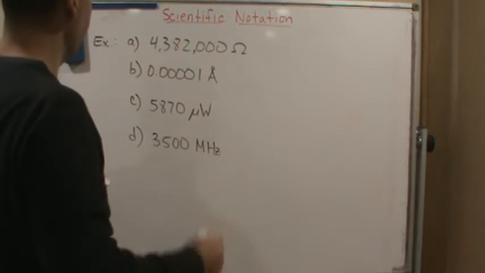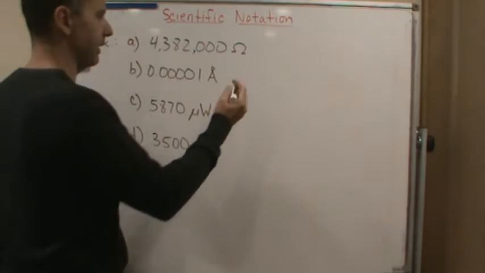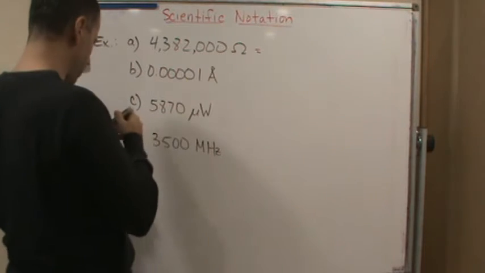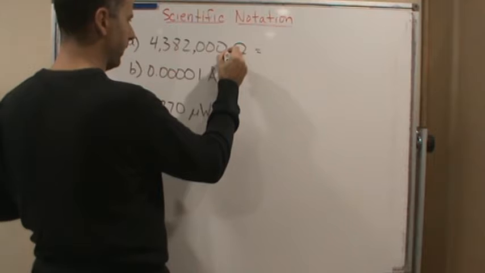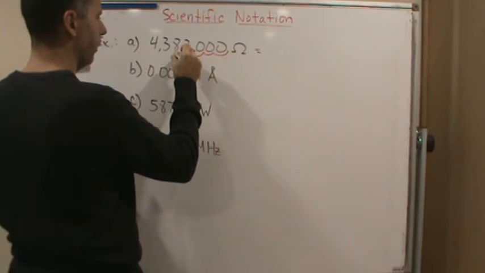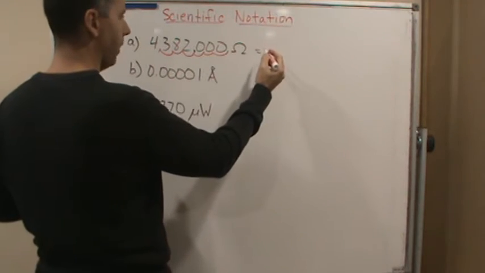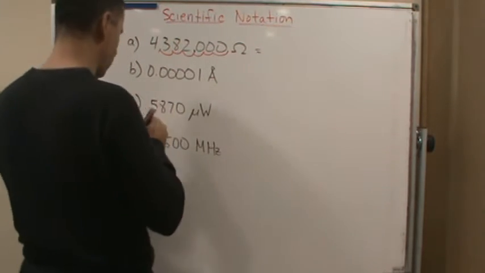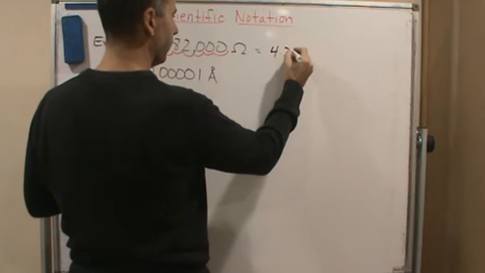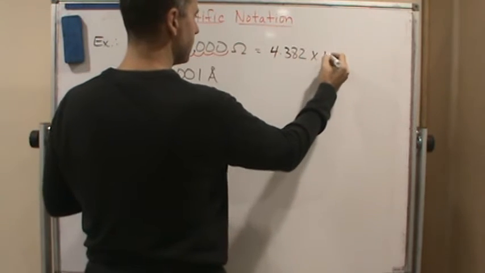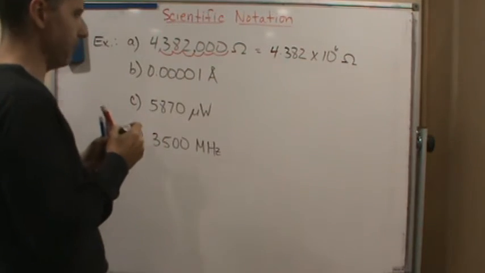Okay, so now let's take these ohms. We've got these ohms here, and let's write this in engineering notation. The first thing I'm going to do is write it in engineering notation before I replace the prefix. 1, 2, 3, 4, 5, 6. So I got 6, so that's a multiple of 3. So now I'm going to write this as 4.382 times 10 to the 6th power, and this is in ohms.